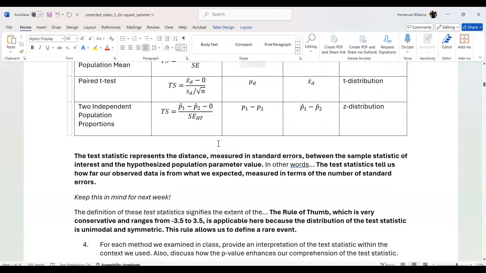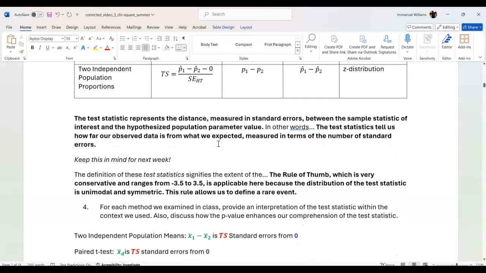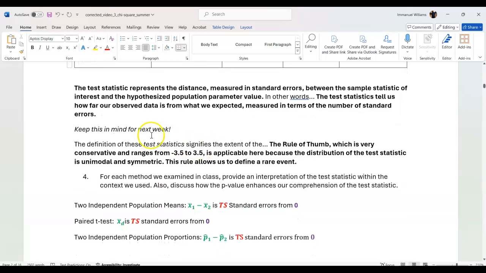For each method we examine in this class, provide an interpretation of the test statistic within the context we used. Wow, that's a lot. Also discuss how the p-value enhances our comprehension of the test statistic. Long story short, you just repeat yourself. For two independent population means, x bar 1 minus x bar 2 is the test statistic standard errors away from 0. So I'm giving you the equation on how you should articulate this.